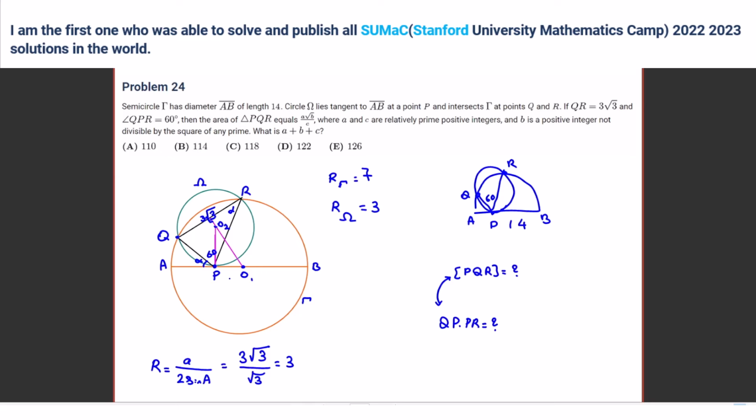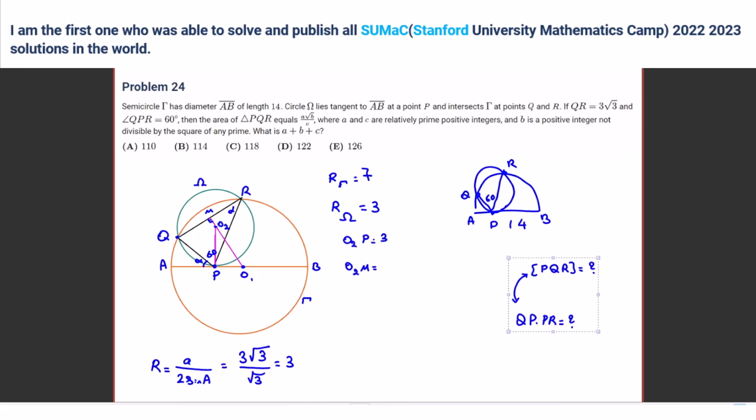Let's calculate the lengths that we can. O2P is what? Let's erase this one and call this point M. O2M is what? That's 3/2. Three root 3 over 3 is root 3. This angle is 60, this one is 30. So O2M is 1/2, right? O1M is what?